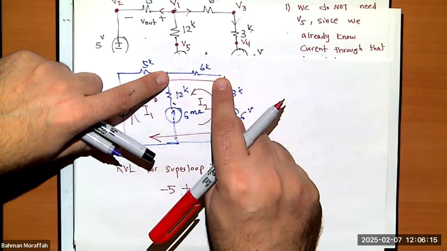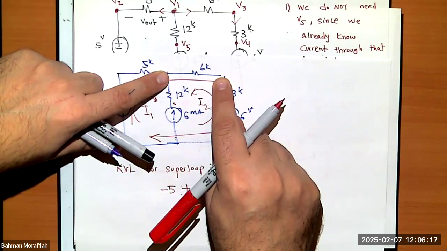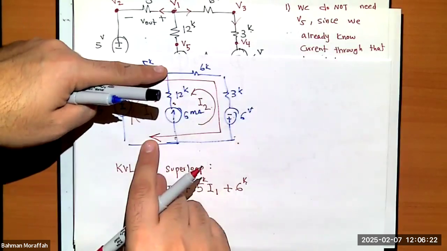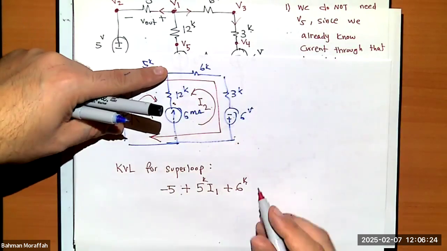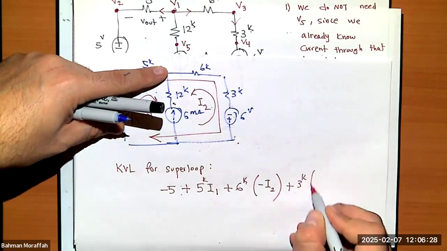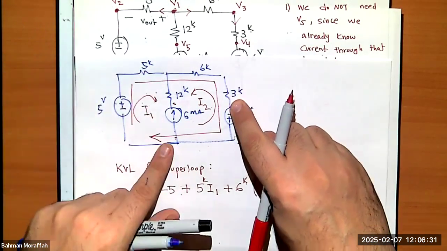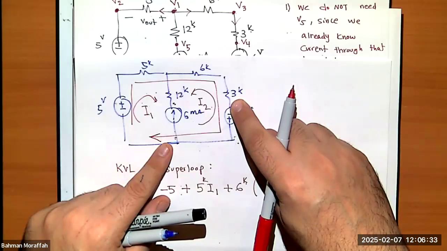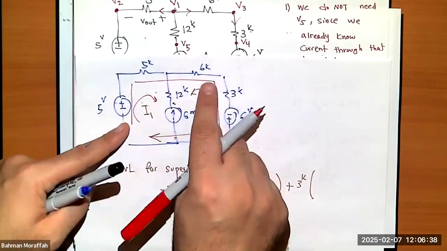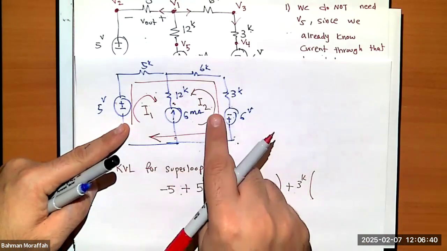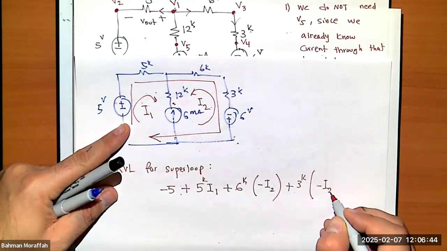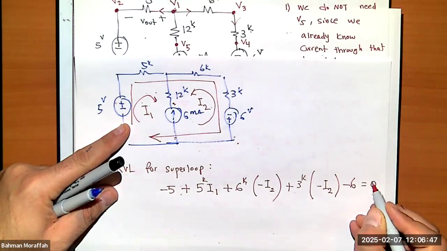What is current through this? It's negative I2 because I2 is going this direction. My loop direction is the opposite of that. So it's negative I2. Plus 3K times current through this. What is current through this? It is still negative I2, right? Because my loop direction is clockwise, but I2 that I consider is the opposite of that. So that would be negative I2 minus 6. That is 0.